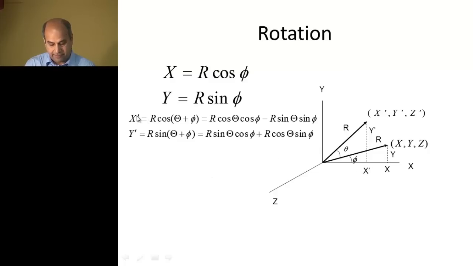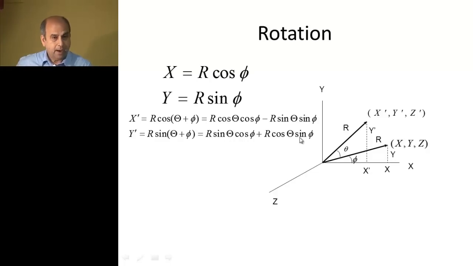So that's what we have here. X prime is r cosine of these two angles, y prime is r sine of the two angles. Then we can expand the cosine of the sum and the sine of the sum of the angles. So this will become cosine theta cosine phi minus sine theta sine phi. That's trigonometry. And this sine will become sine theta cosine phi plus cosine theta sine phi.